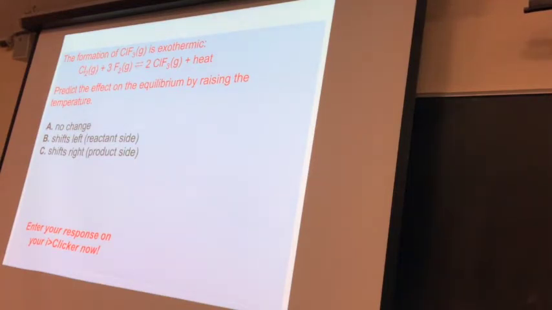Anyway, raising temperature. So you're adding energy, you're adding heat. The reaction's trying to get away from the heat, so it's going to try and cool itself down. And the only way it can do that is by moving from the heat side to the non-heat side. That's going to be a shift to the left. So if you raise the temperature on this reaction, you should end up making more chlorine and more fluorine.